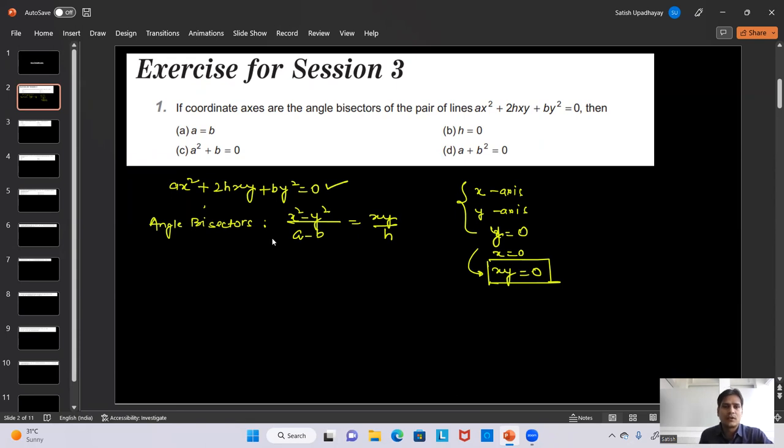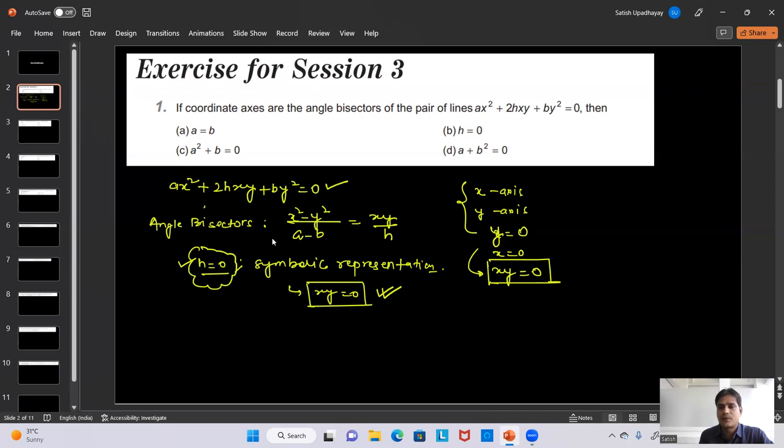If we put h equal to 0 and see the symbolic representation of the above equation, what do we get? This thing will be multiplied into 0, so that will give us xy equal to 0. This is what we need. xy equal to 0 are the coordinate axes, and these coordinate axes are the angle bisectors for this. So for this condition, we must have h equal to 0, right?